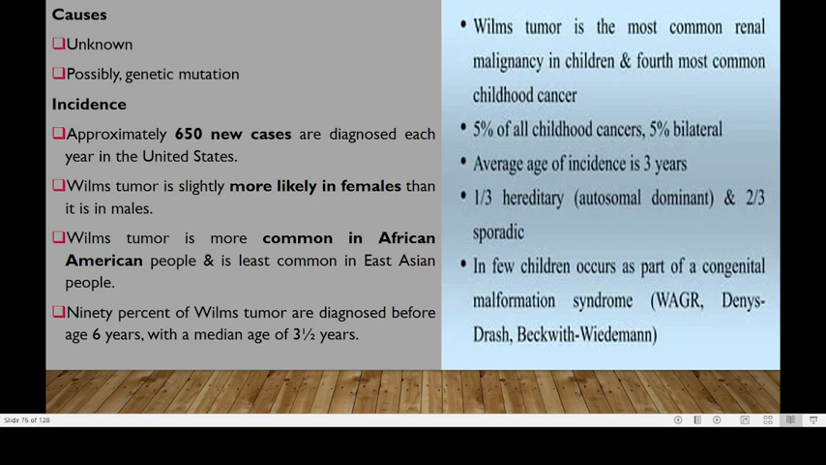In terms of incidence, 650 new cases are diagnosed each year in the United States. Wilms tumor is more likely in females than in males. Wilms tumor is more common in African Americans and least common in the East Asian population. 90% of Wilms tumors are diagnosed before age 6, with a median age of about 3.5 years.